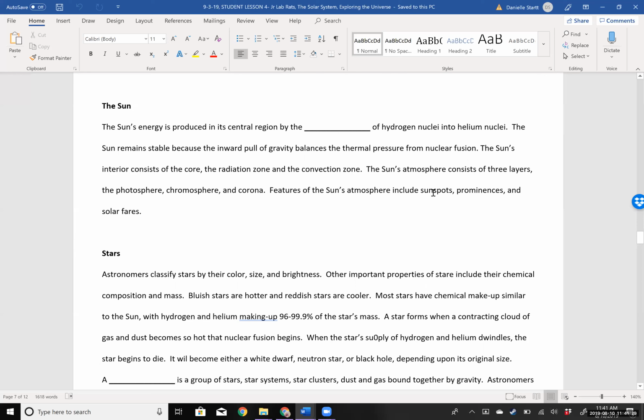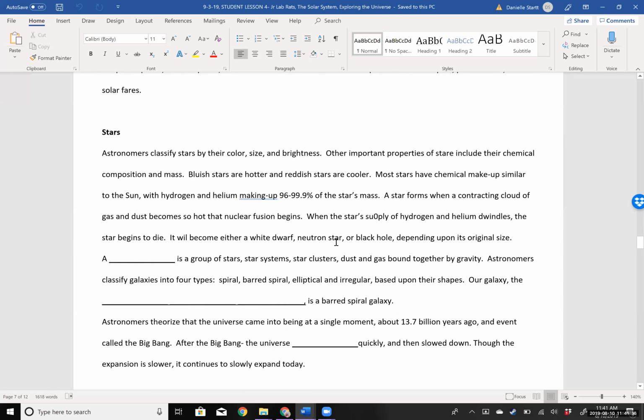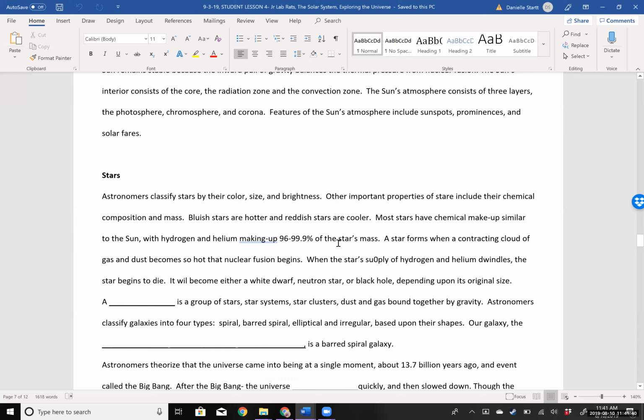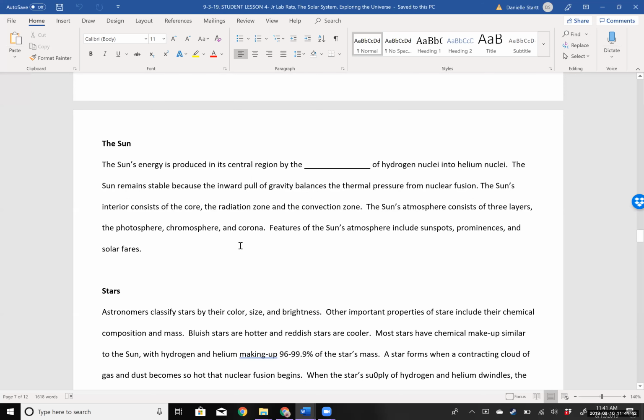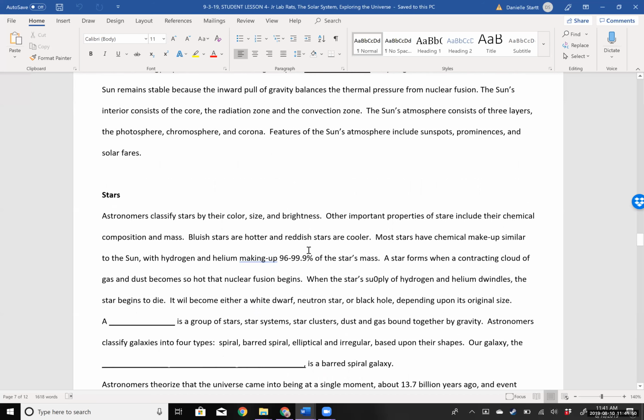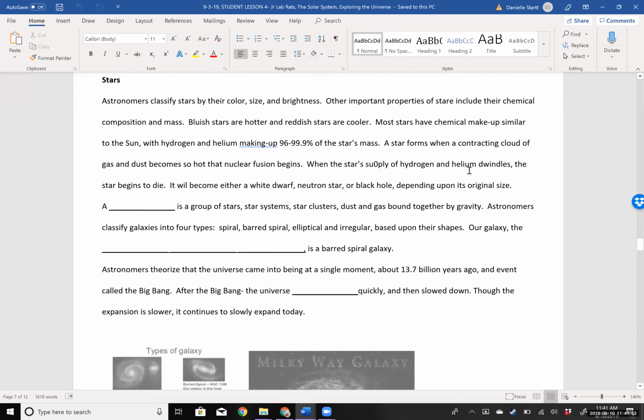Features of the sun's atmosphere include sunspots, prominences, and solar flares. There's lots of cool stuff going on with the sun. So this gives you an idea of what's going on with the sun. And there are great graphics of the sun you can look up online, and I'll probably have some for you in class. It gives you some idea of what all these different things look like. And we don't need to get very in-depth because we are not studying earth science this year. This is just background information.